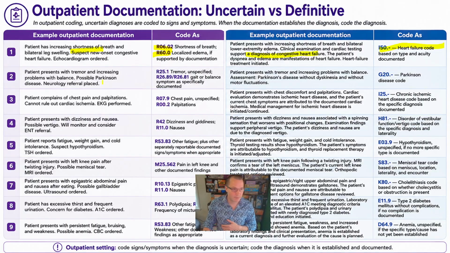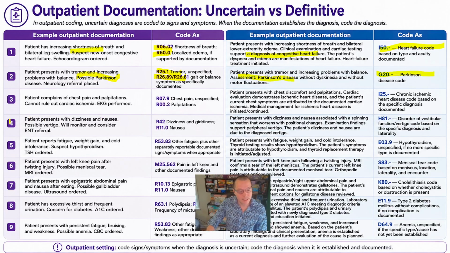Patient presents with tremors and increasing problems with their balance, possible Parkinson's. We're just stuck with tremors and gait codes. Patient presents with tremors and increasing problems with balance, assessment Parkinson's. Wham bam, we can code the Parkinson's.